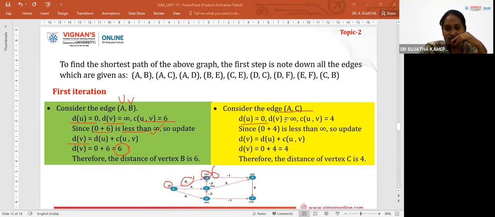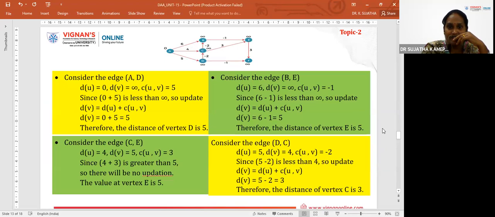Now distance of U is 0, distance of V is infinite, cost of U comma V. What is this cost? 4. Now 0 plus 4, that is distance of U plus cost of U comma V, is less than infinite. So the distance of V is also updated as 4. Now in the same way, we go for taking the remaining edges as well.